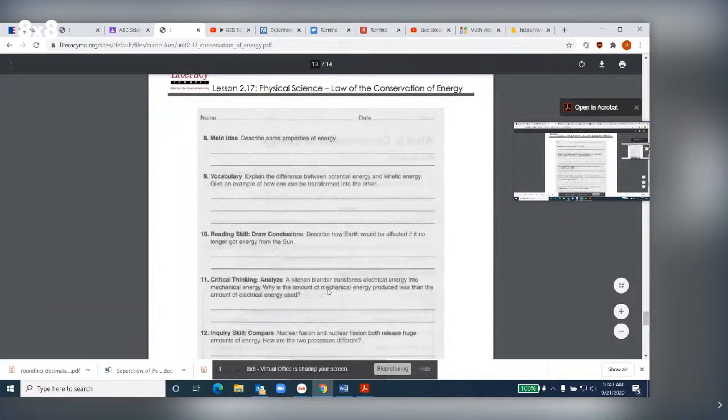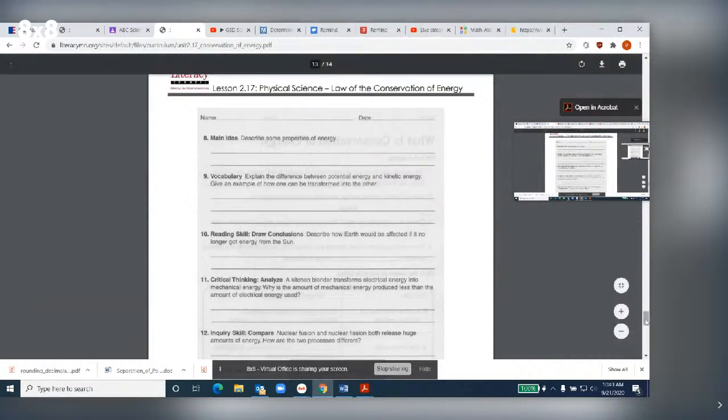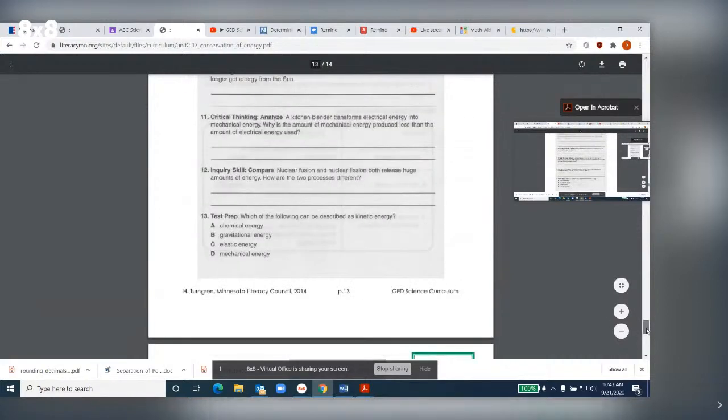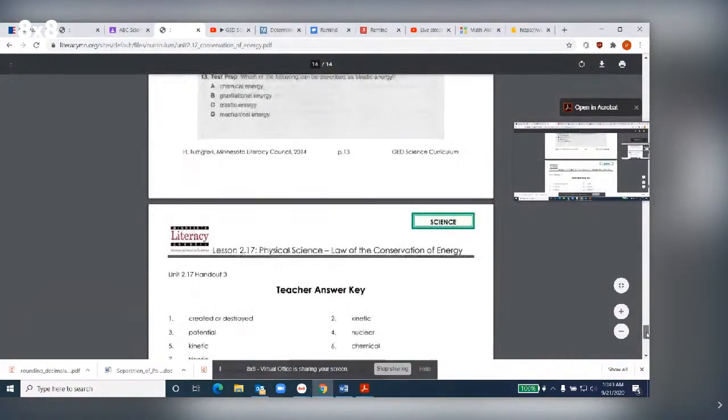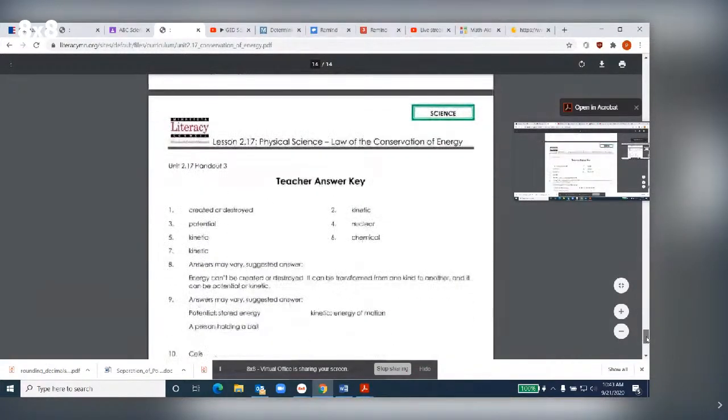And 11, a kitchen blender transforms electrical energy into mechanical energy. Why is the amount of mechanical energy produced less than the amount of electrical energy used? Okay. And number 12, it says nuclear fusion and nuclear fission both release huge amounts of energy. How are the processes different? Okay. And this one asks, which of the following is described as kinetic energy? Okay. So right here are all the answers.